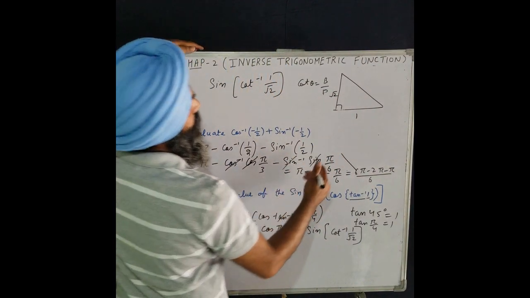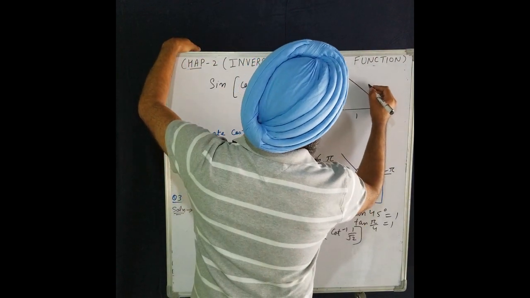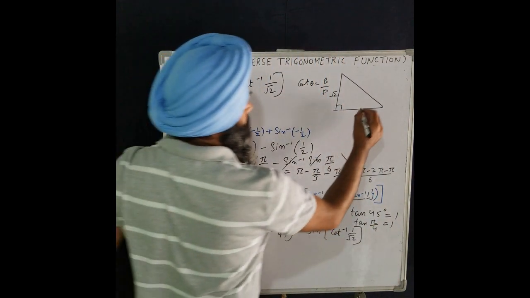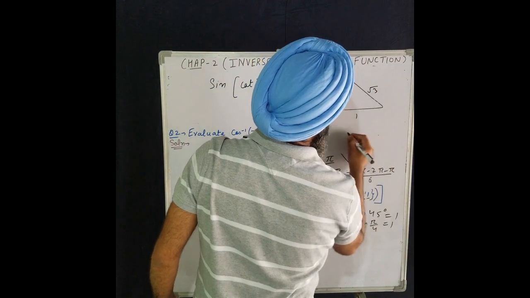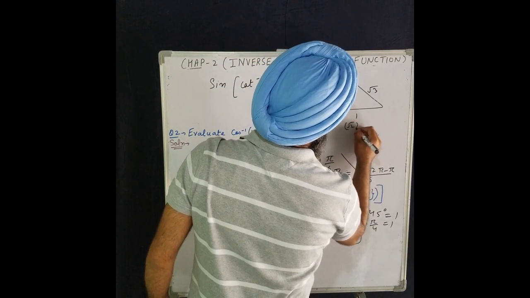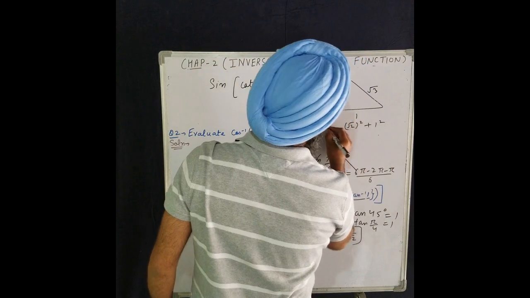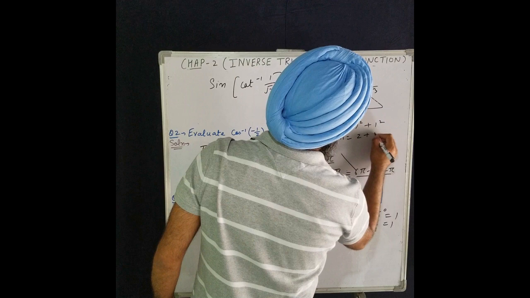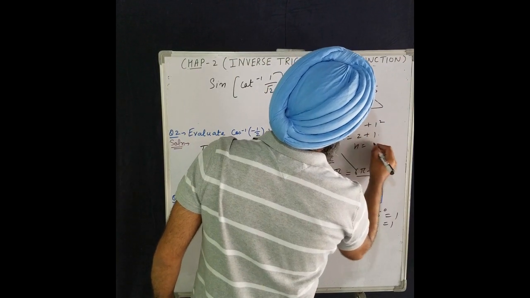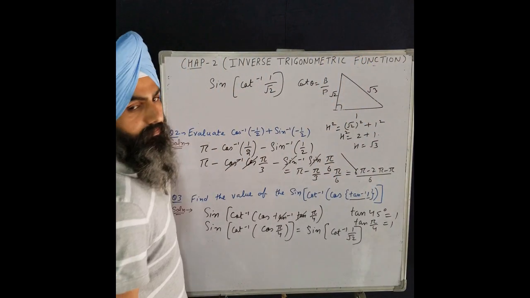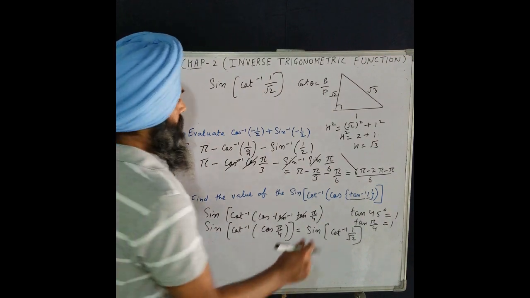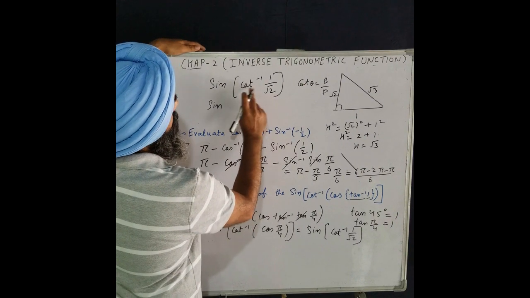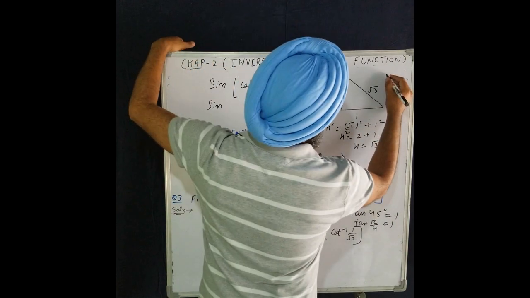Now using Pythagoras theorem, the value of hypotenuse is under 3. Under 2 square plus 1 square equal to hypotenuse square. Hypotenuse equal to 2 plus 1, that is hypotenuse equal to under 3. Understand? We want to convert into sin.